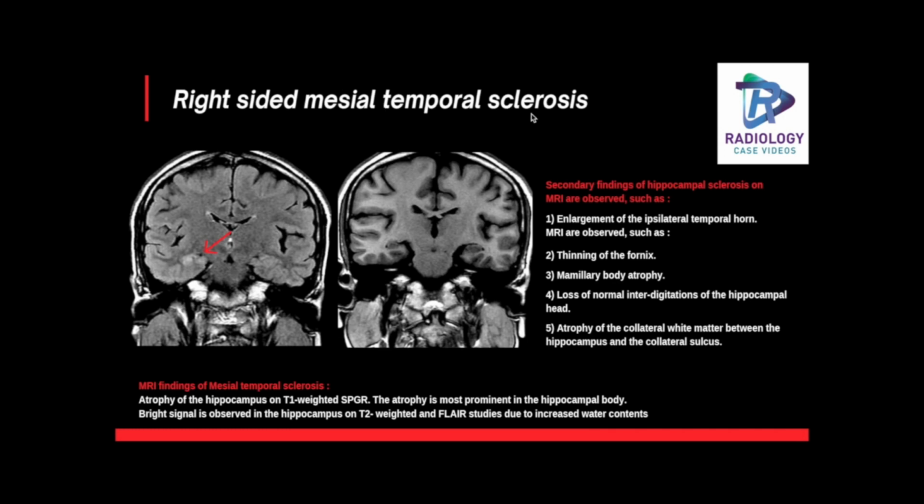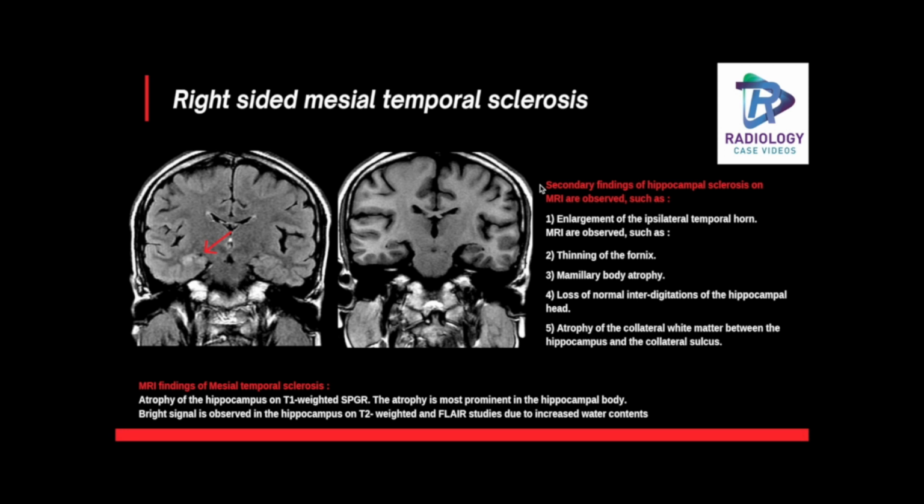It has the most common association with intractable temporal lobe epilepsy. Coming to the MRI findings of mesial temporal sclerosis, on an FSPGR image you can see the reduced volume of right hippocampus when compared to the left one, and on FLAIR sequence you can clearly see the increased signal intensity in the hippocampal region compared to the opposite side. The patient classically presented with history of seizures, and this is classic for mesial temporal sclerosis.